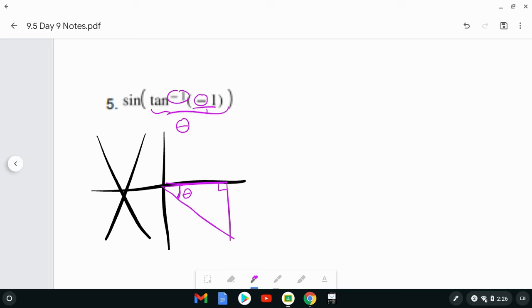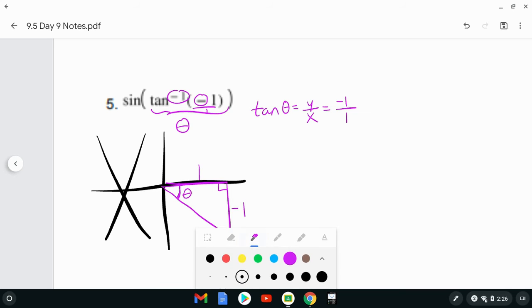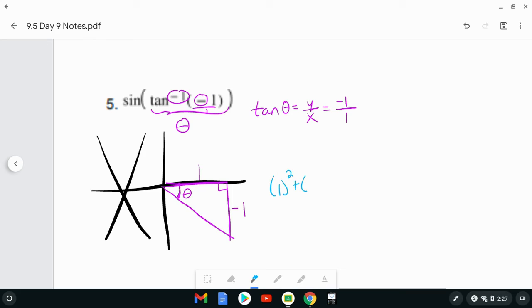Now, building our reference triangle, we know that tangent of an angle equals y over x. So we're going to say that ratio is -1 over 1. Again, our y value has to be the -1 because we are in quadrant 4. Use your Pythagorean theorem to go ahead and find that third side. We get square root of 2.